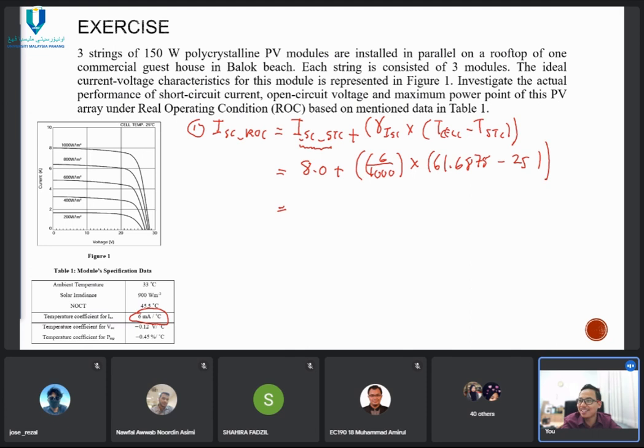Lama nak tunggu tekan kalkulator dia. Aduh, jam. 8.22 kot sir. Ulang. 8 point? 8.2201. 8.2201 amps.